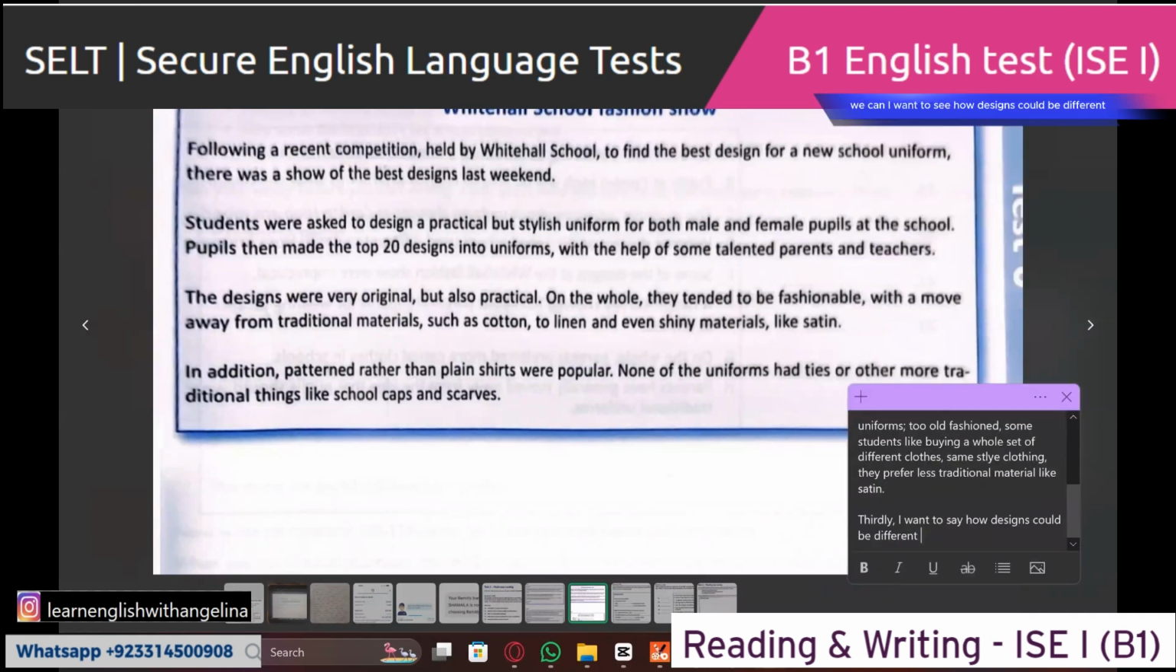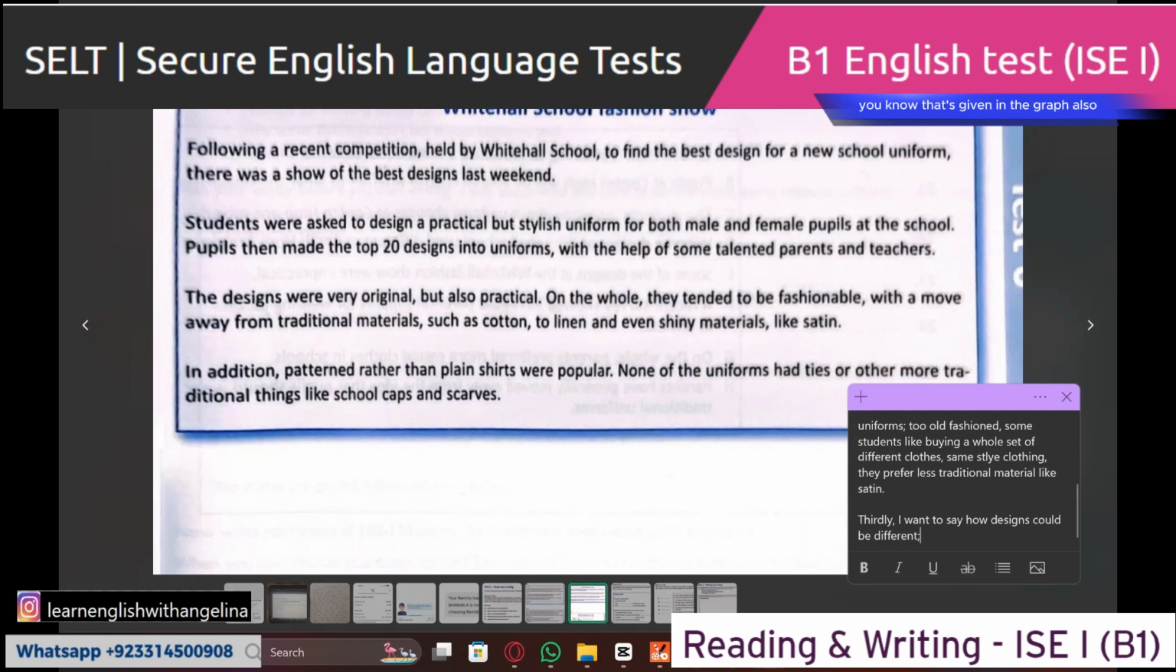We can find how designs could be different. It could be different with their pattern. Material. So you can also say moving away from traditional material to less traditional material. Moving away from patterned to plain shirts, and moving away from uniforms, like moving away from ties, school caps, and scarves to trainers, unisex clothes, and casual jeans and stuff.